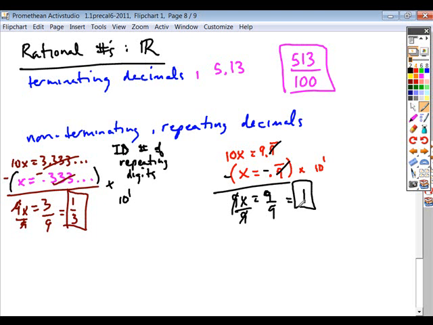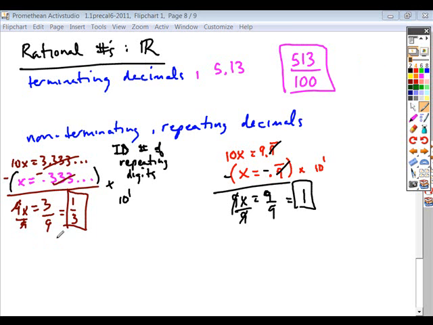Have you guys ever proven 0.9 repeating is equal to 1 in any of your math classes? Often that happens at the 7th, 8th grade level. But this demonstrates that 0.999 repeating is equivalent to 1, which is a true statement. Okay, let me take this next example.